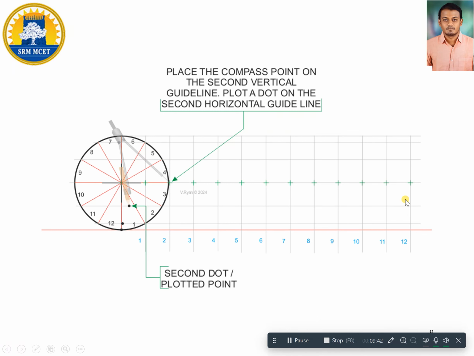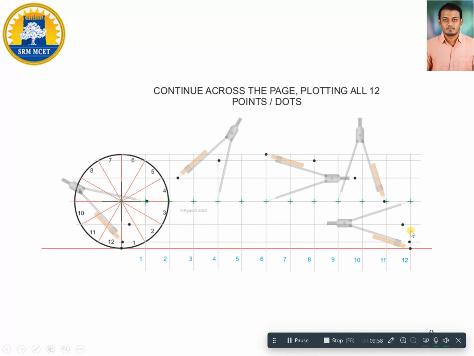Moving to 10, I am going to cut another point on the second line. Moving to 11, I am going to cut another point on the first baseline, and moving to 12, here I will be once again exactly able to touch the baseline, which is the 12th point. Okay, so you can see that these are all the 12 points which we have obtained.